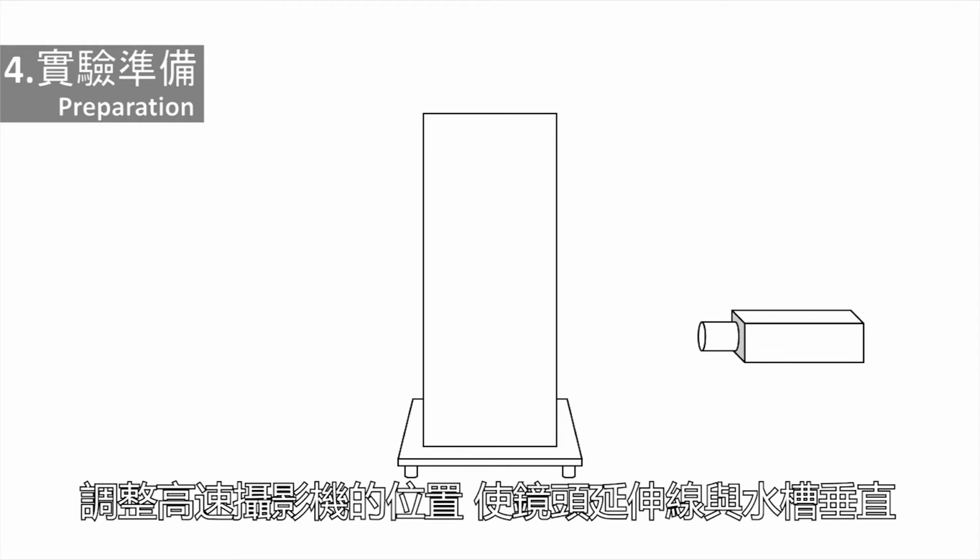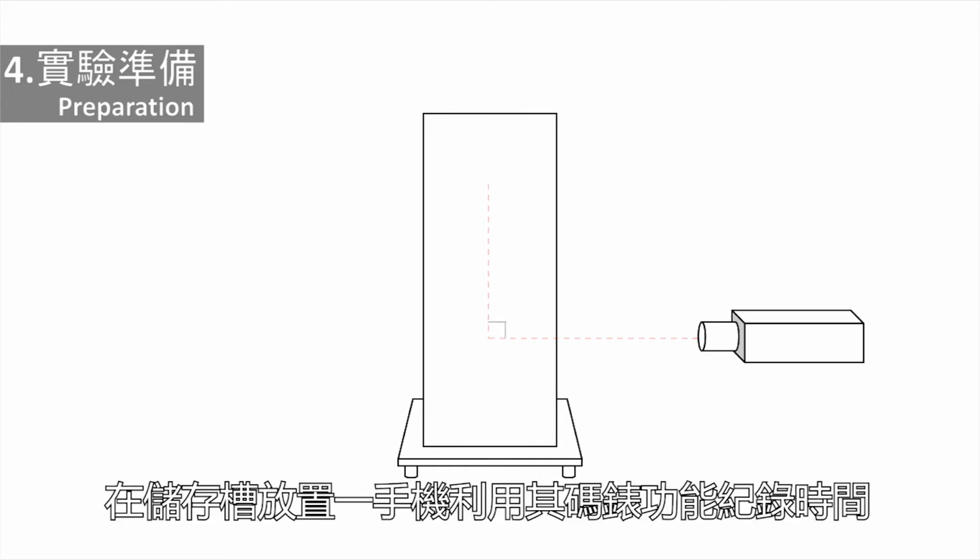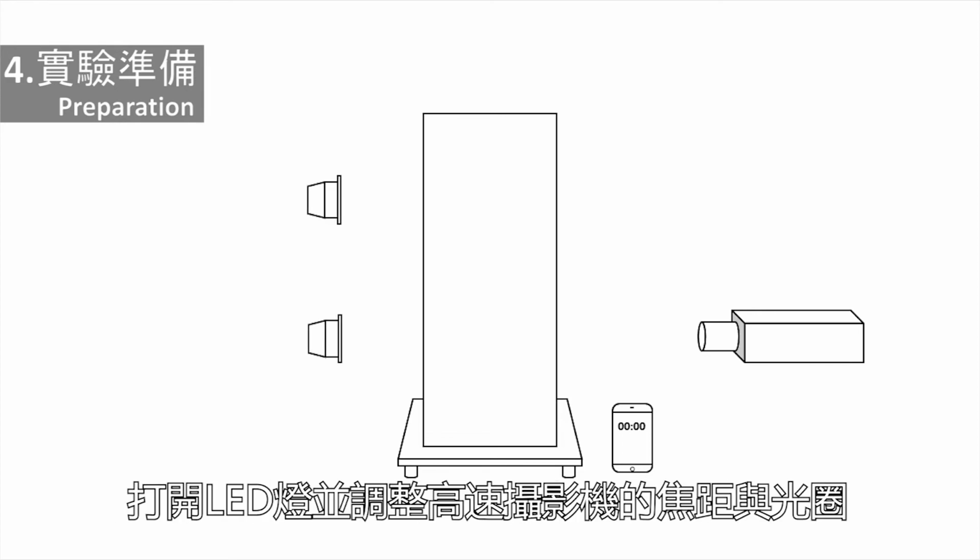Align the high-speed camera to make the filming angle perpendicular to the tank's front surface, so that the sphere images won't distort or affect the image processing results. Attach a cell phone on the side of the reservoir. Activate the stopwatch app in the cell phone to show time up to millisecond resolution. Turn on the LED light on the back.